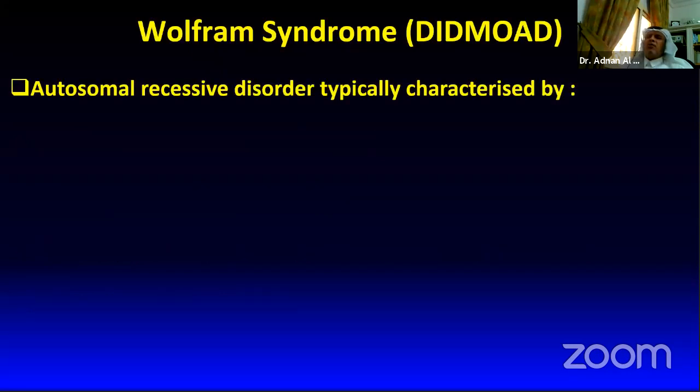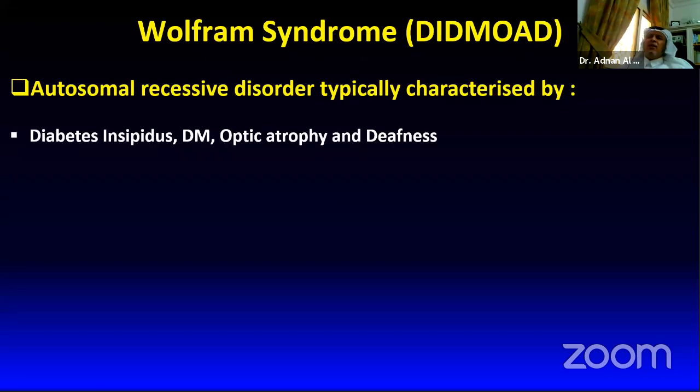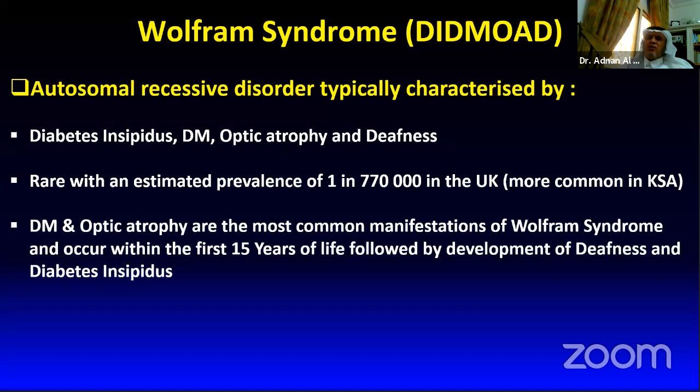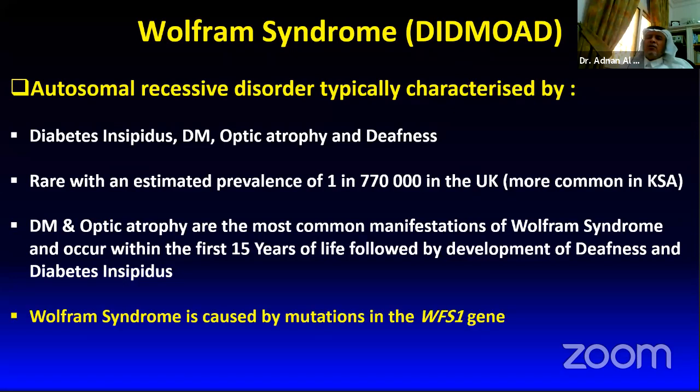So Wolfram syndrome, the case which I presented, is autosomal recessive. They present with DI followed by optic atrophy, and later they develop diabetes and also deafness. It is really rare, but because it is autosomal recessive, we see it in Saudi Arabia, and it's caused by a mutation of the Wolfram gene.